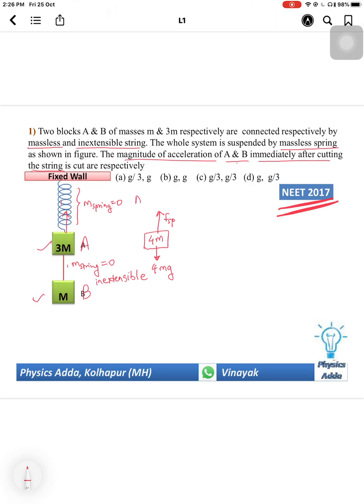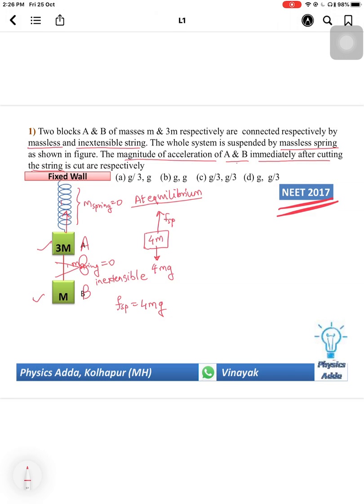Okay, this situation is at equilibrium. What is the meaning of equilibrium? The net force acting on the system is 0. That is the equilibrium position. Okay, so initially the blocks are at equilibrium, right? So in case of equilibrium, the spring force becomes 4mg. Now let's analyze the second situation when the massless string is cut. I'm cutting the string like this.